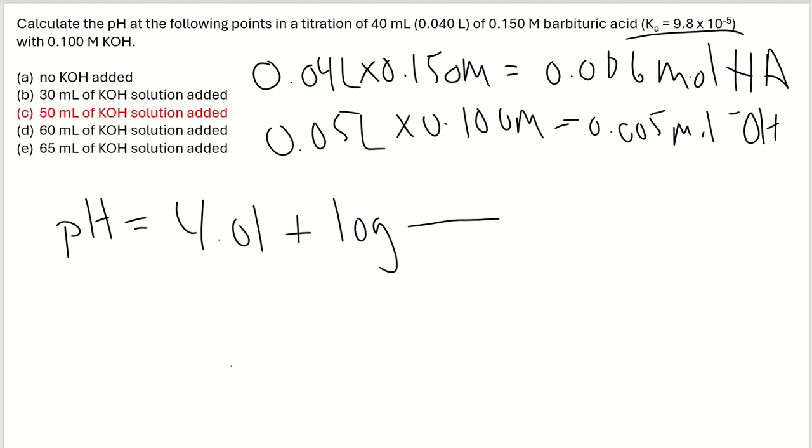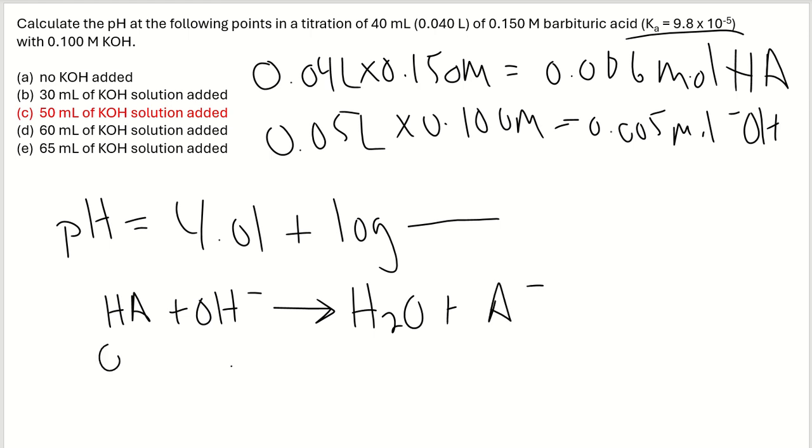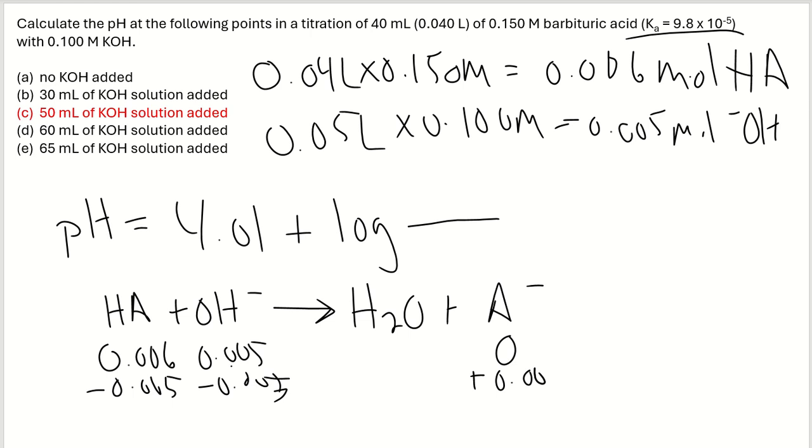Now, the way you find this is, again, if you write out the equation, you can do what we did before, where we have our HA plus OH minus gives us H2O and A minus. If I start with 0.006 and 0.005, my limiting reagent is the OH minus because everything's a 1-to-1 ratio. I just subtract that from the left side and add it to the right. So I'll end up with 0.001 HA, no OH minus, and 0.005 A minus. Again, after a while, you can see the shortcut where the amount of OH minus you add is the A minus, and you subtract that from HA.